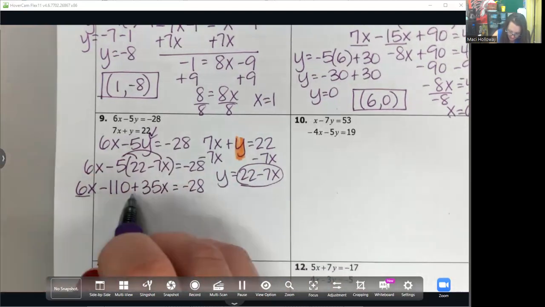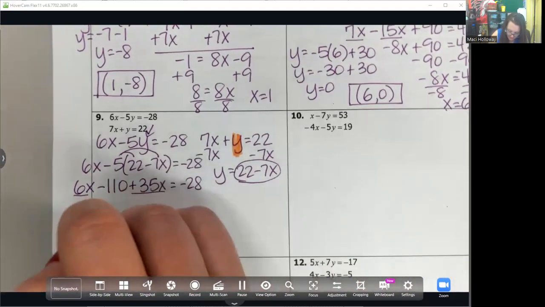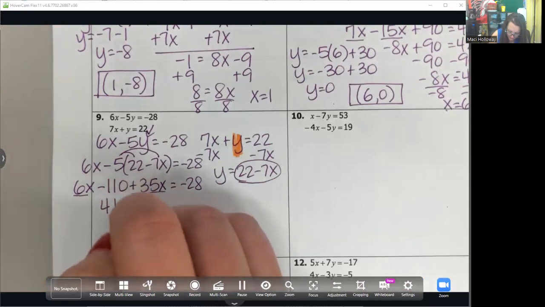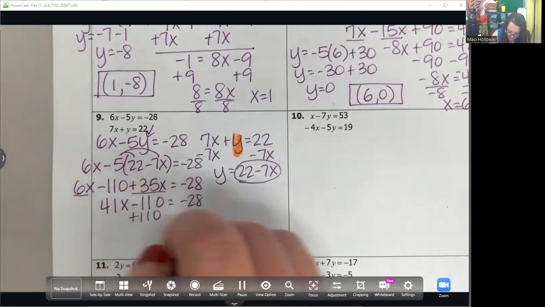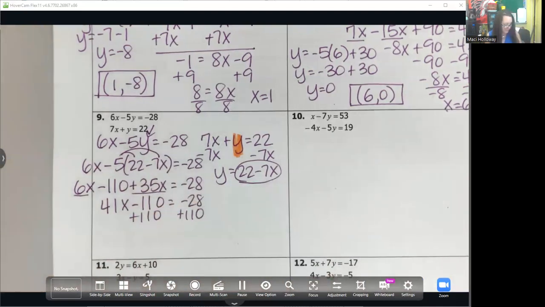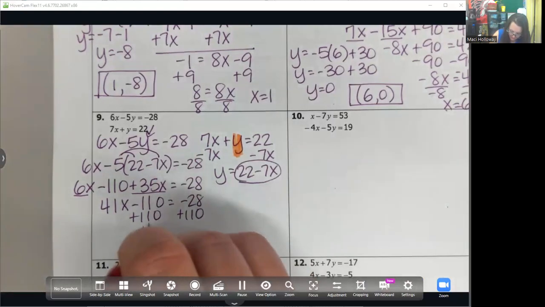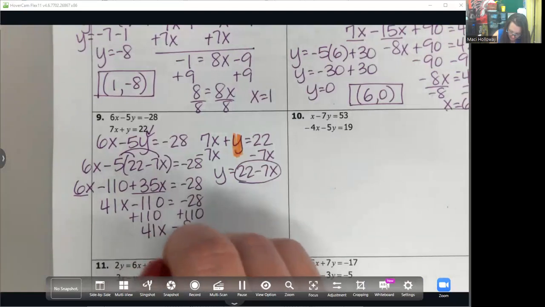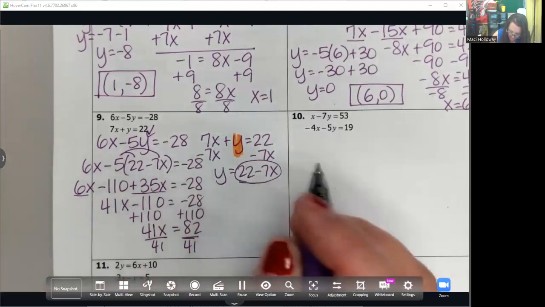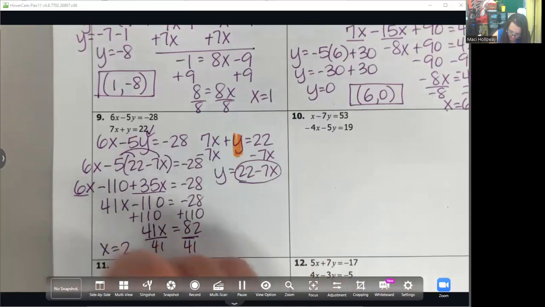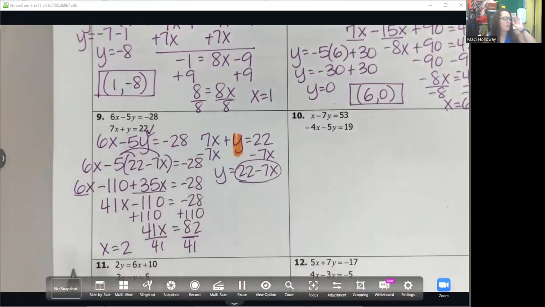All right, combine our like terms. 35 and 6 is 41. Man, I hope we get a good number here. And then add 110 on both sides. So we have negative 28 plus 110, which is 82. Oh, that is a good number. So we have 41x equals 82. Divide by 41, and x equals 2. So that's great. We found our x value.